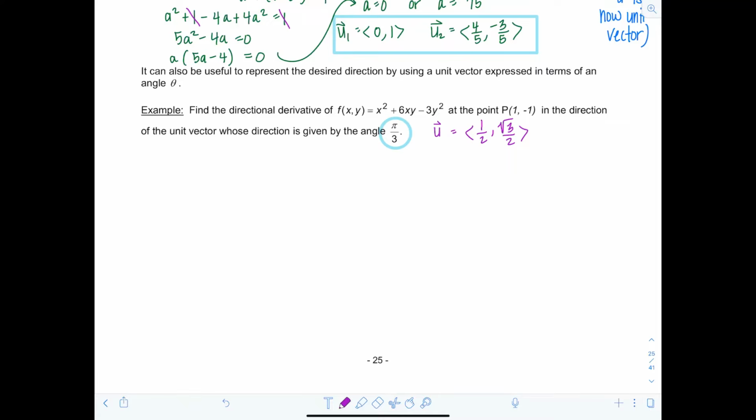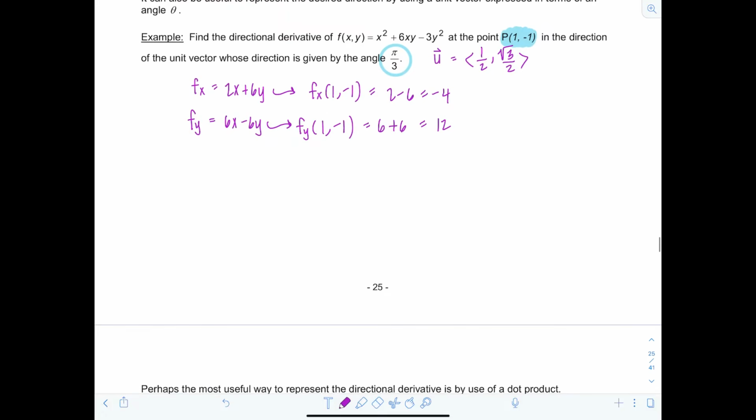And now they just want the value of the directional derivative. So let's go ahead and take our partial derivatives first. So partial with respect to x is going to be 2x plus 6y. Partial with respect to y is going to be 6x minus 6y. And then now I want to evaluate each of these partials at the point P. So at (1, -1), the partial with respect to x is going to be 2 minus 6, so -4. And then partial with respect to y at (1, -1) is going to be 6 minus -6, so 6 plus 6, which is 12.